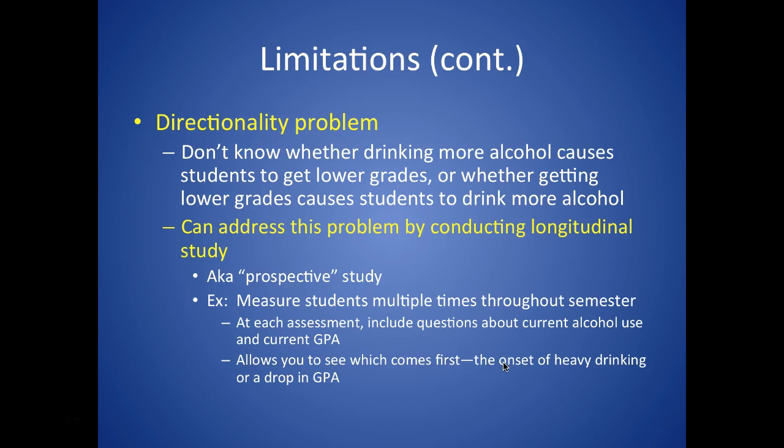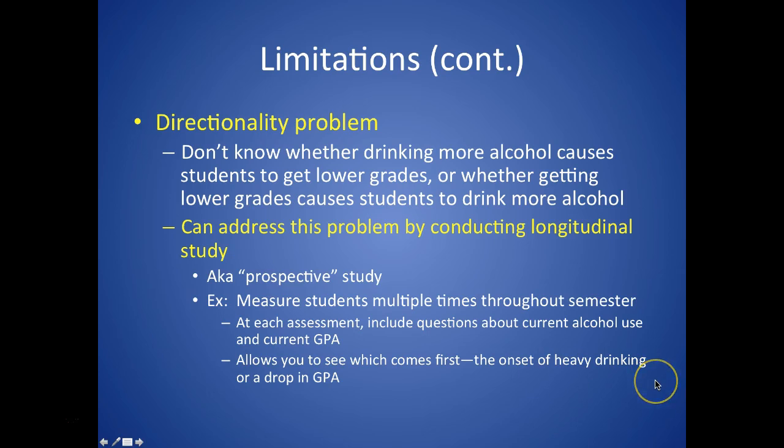So you have this directionality problem with correlation. You don't know whether drinking more alcohol causes students to get lower grades or whether getting lower grades causes students to drink more alcohol. So that's the directionality problem. You know they're correlated, but you don't know which direction the relationship goes, or even if there might be some other variable.